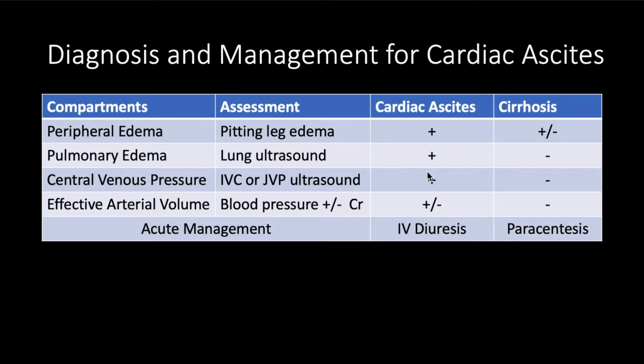Pulmonary edema is more commonly associated with left heart dysfunction. Again, if there's truly a low albumin state, you may get a few B lines in the lungs, though, due to anasarca. But the real big distinguishing feature is going to be central venous pressure, either IVC or JVP ultrasound, and you're going to have high central venous or high right atrial pressures, unlike a patient with cirrhosis.